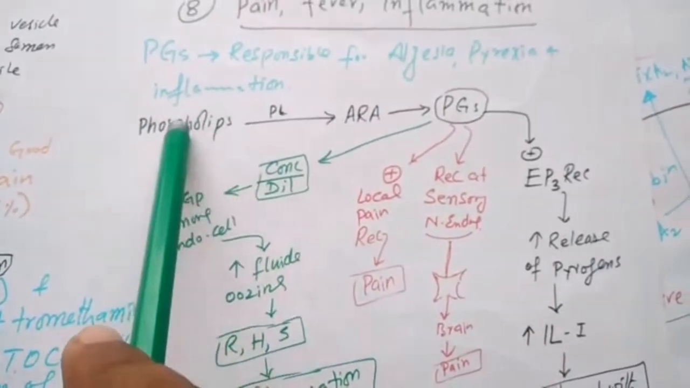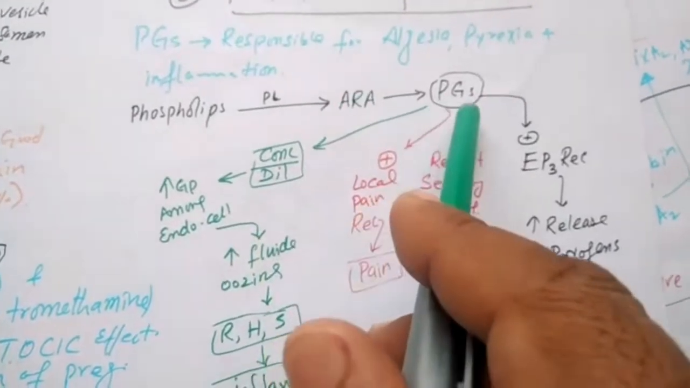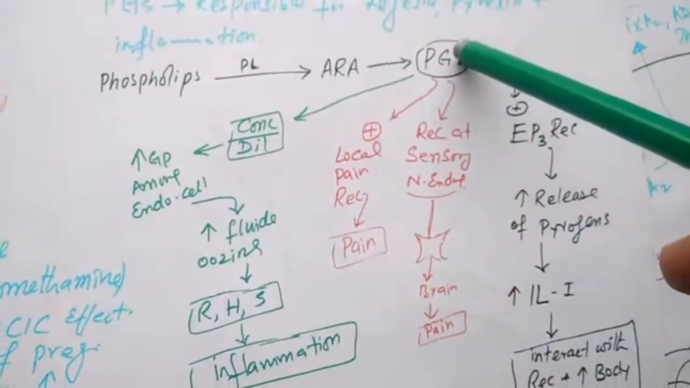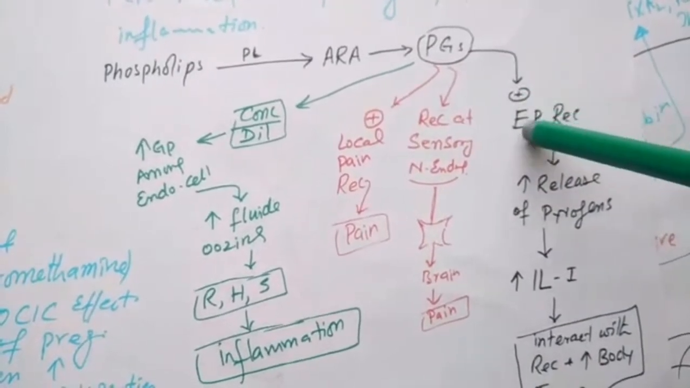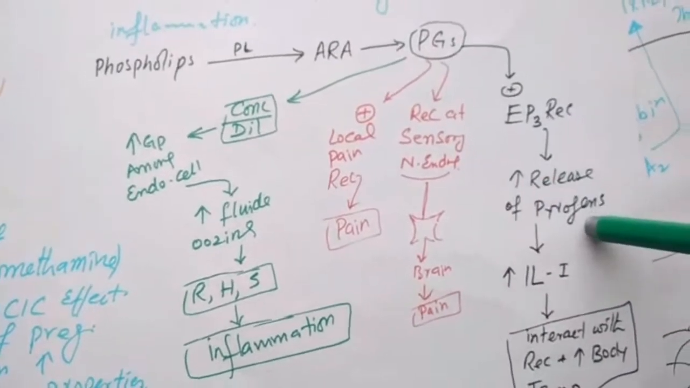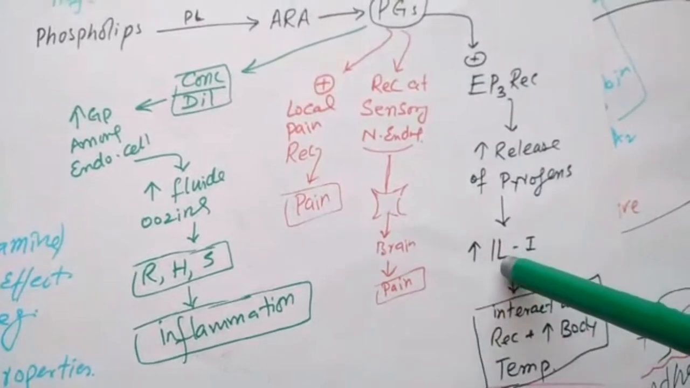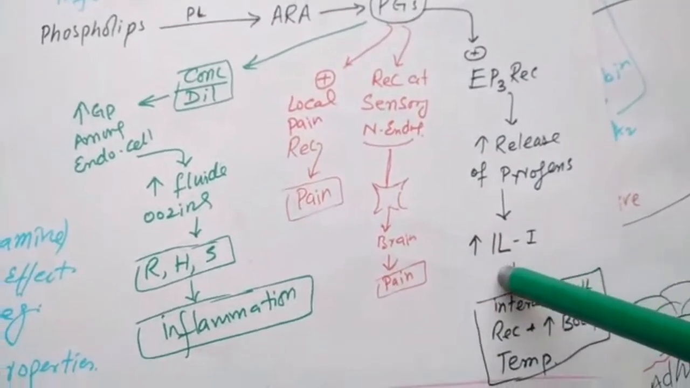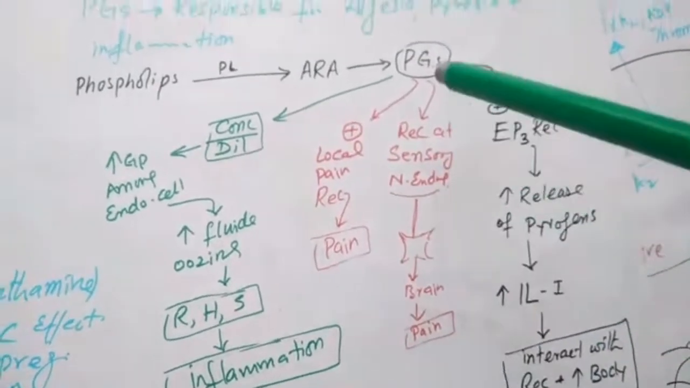Once phospholipase acts, arachidonic acid is produced, producing prostaglandin acting on the EP3 receptor. When the EP3 receptor is stimulated, it increases the release of pyrogen. When pyrogen is increased, it increases interleukin 1, which interacts with the receptor, increasing body temperature. This is known as pyrexia.